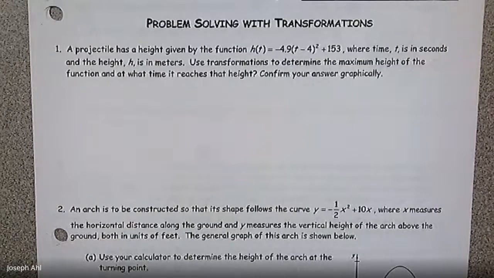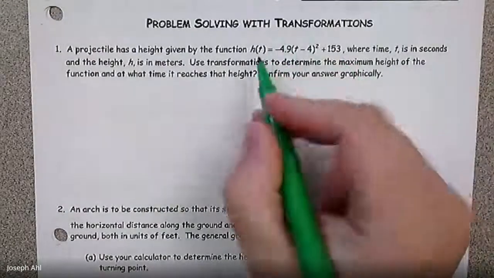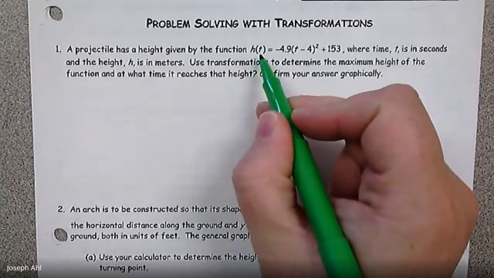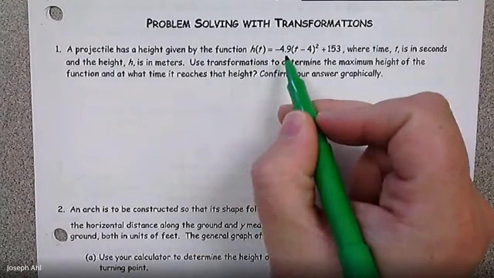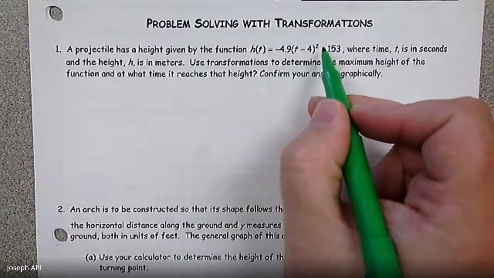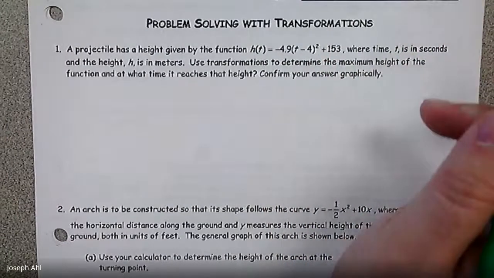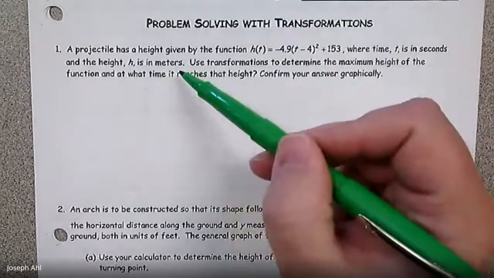So if you look at number 1, we're getting started right away with a projectile that has a height given by this function. I like that function notation there, h of t. It's the height as a function of time. It equals negative 4.9 times (t minus 4) squared plus 153, where time t is measured in seconds and the height h is in meters.